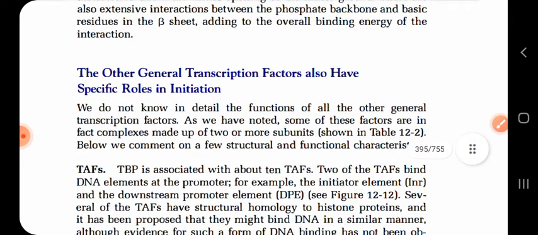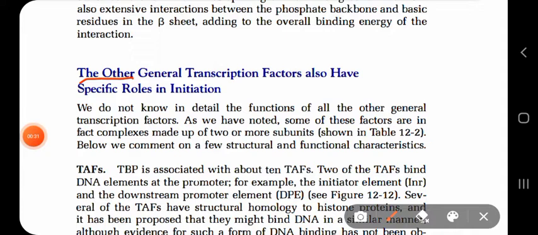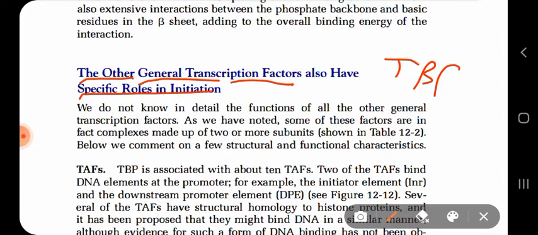So it says, what are the other general transcription factors that have specific roles during the initiation? We have discussed the TBP, the TATA box binding protein, which normally recognizes the minor groove of the TATA box sequence. Normally proteins recognize the DNA using their alpha helical structure inserted into the major groove. But here the opposite thing occurs.